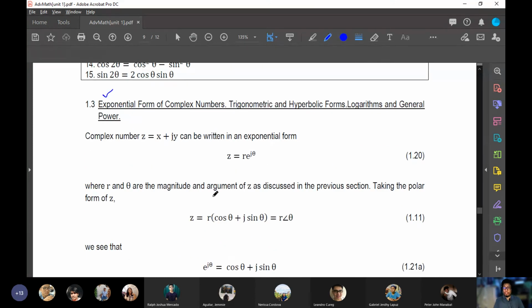Okay. So we are now on the exponential form of your complex numbers. Okay. And then from there, we will be able to derive yung how do you evaluate the functions, trigonometric and hyperbolic functions, logarithmic and general power, given that we know the exponential form. Okay, but the one thing that you have to remember is this one. So we write now the exponential form in this manner.